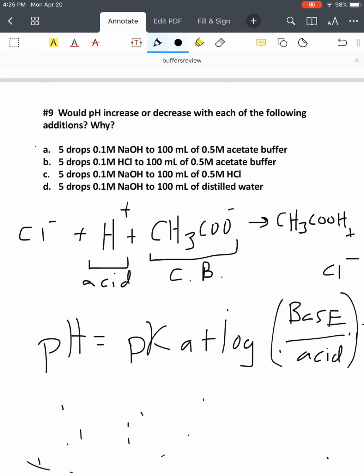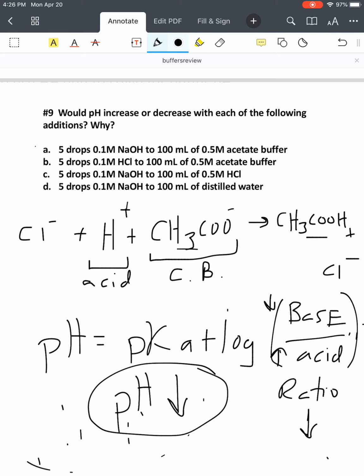So in this case, it looks like we're using up some of this conjugate base, the acetate. So this number in the numerator will go down, and in the meantime we're making the acid, so the number in the denominator will increase. So this ratio will become smaller as a result of this reaction. And if that occurs, the pH will drop.